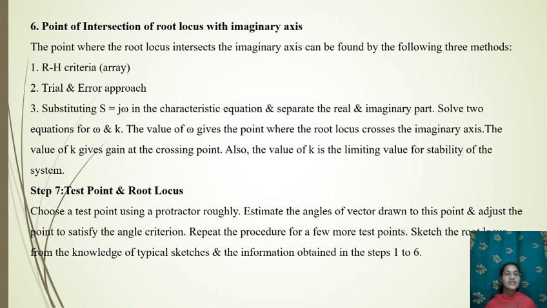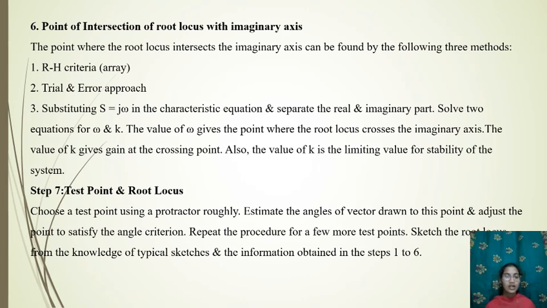The sixth step is point of intersection of root locus with the imaginary axis. The point where the root locus intersects the imaginary axis can be found by the following three methods. The first one is the RH criterion, the second one is the trial and error approach, and the third one is substituting s equals j omega in the characteristic equation and separating the real and imaginary parts. Solve the two equations for omega and K.